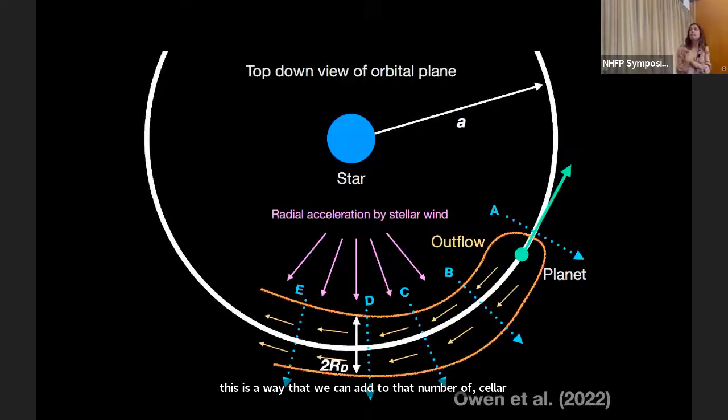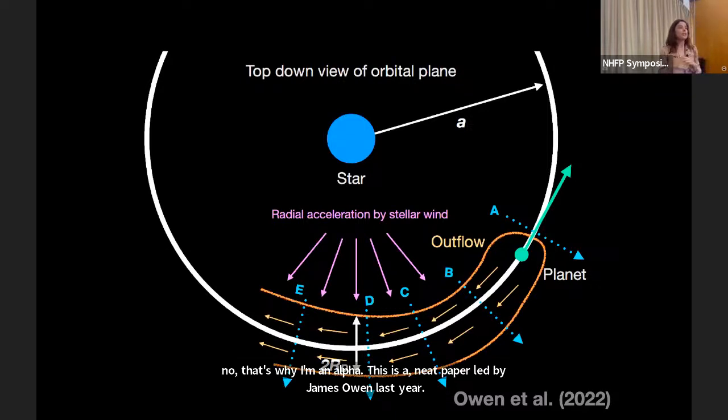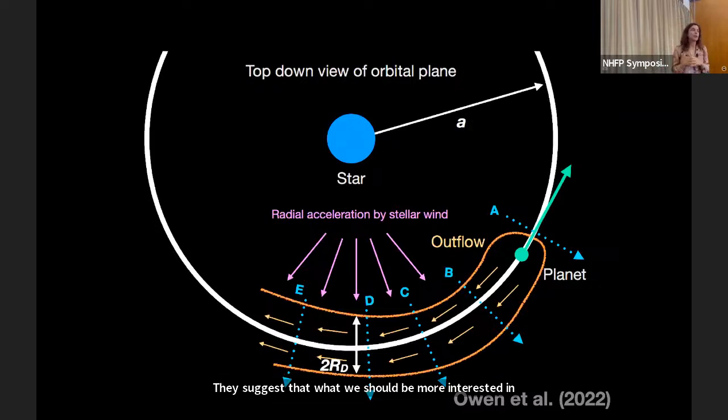Another thing that I'm really excited to do with tails is going back to Lyman alpha. This was a neat paper led by James Owen last year. They suggest that what we should be more interested in is not the size of the transit depths for Lyman alpha, which have been very hard to predict. Some of them are there, some of them aren't there. Actually, what we should be focusing more on is the length of the post-transit tails.